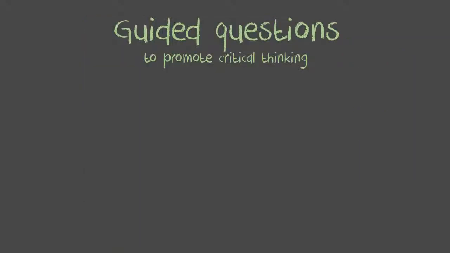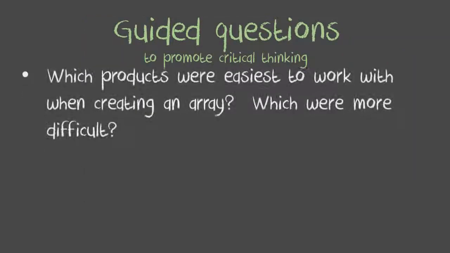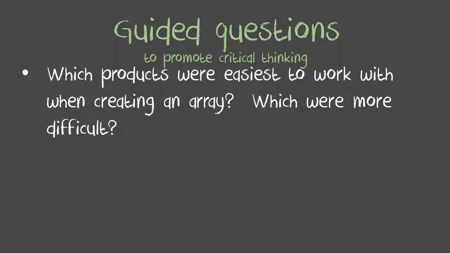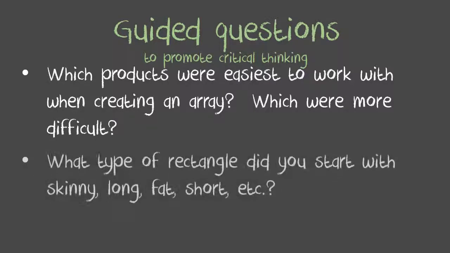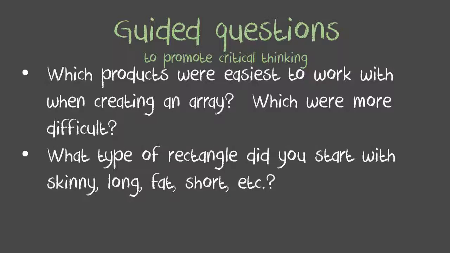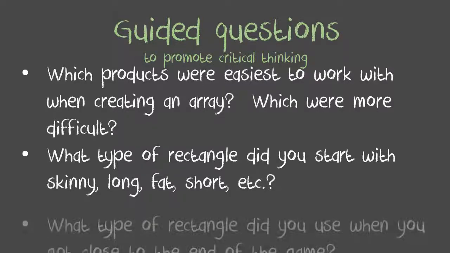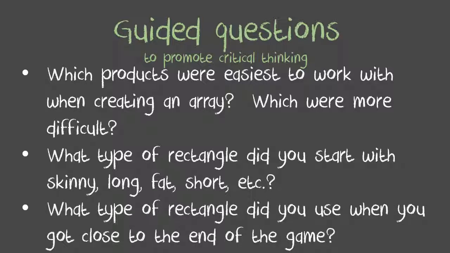Some guided questions to promote critical thinking. Which products were easier to work with when creating an array? Which were more difficult? What type of rectangle did you start with? Was it skinny, long, fat, short, etc.? What type of space were they trying to fill in? What type of area were they trying to fill in? And what type of rectangle did you use when you got close to the end of the game?